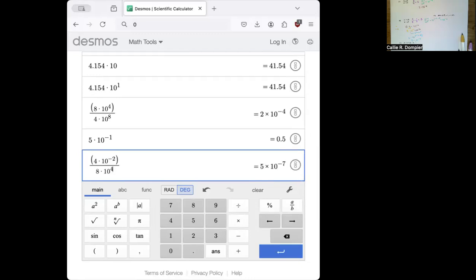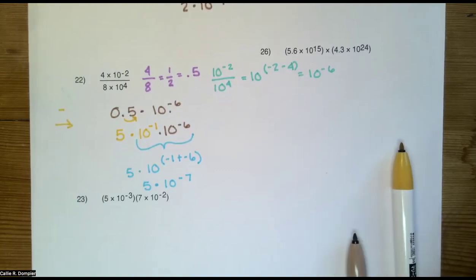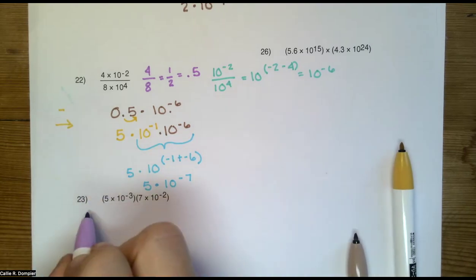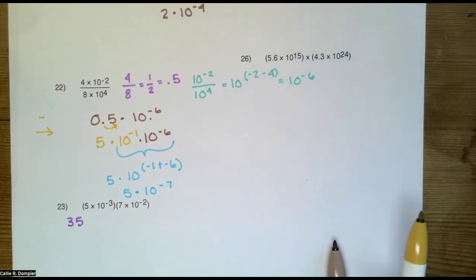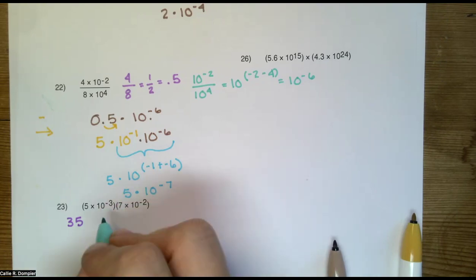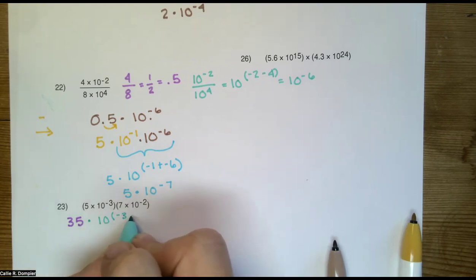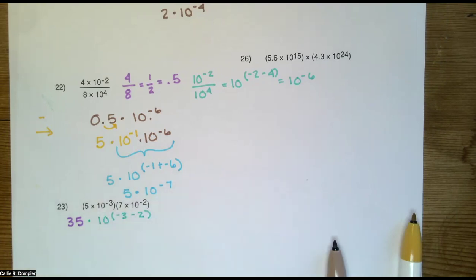Or talk to myself. 5 times 10 to the negative 7. That's what we got. Good. Here, we can multiply 5 times 7 is 35. And then, what would we do for that? 10 to the negative third times 10 to the negative 2. 10 to the negative 3 minus 2, right? Because you add them. That's the rule of exponents.